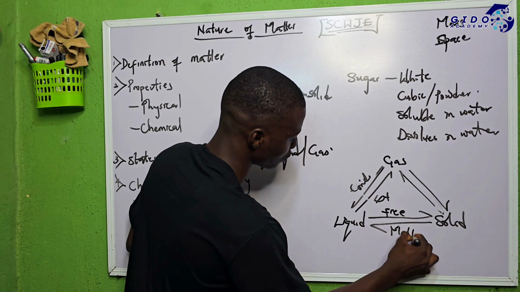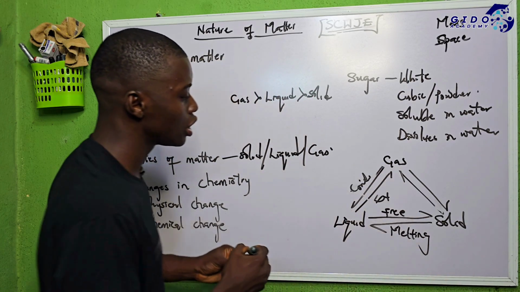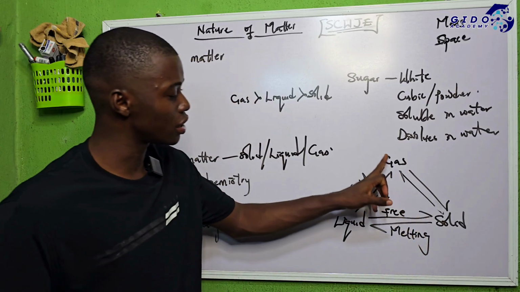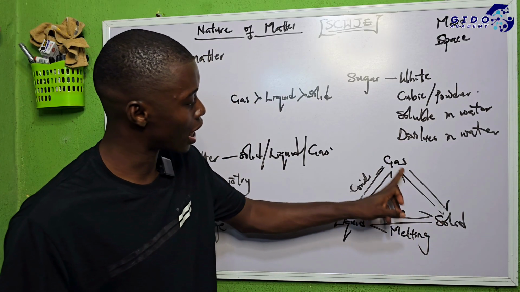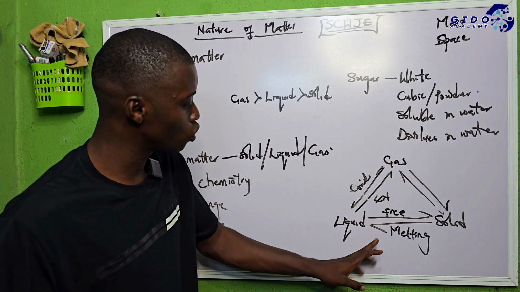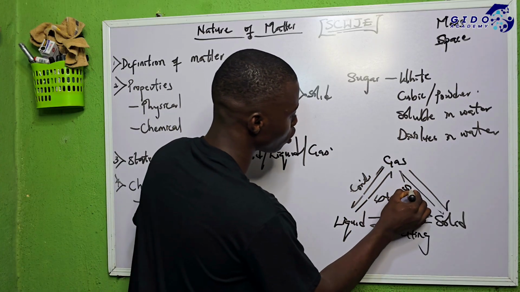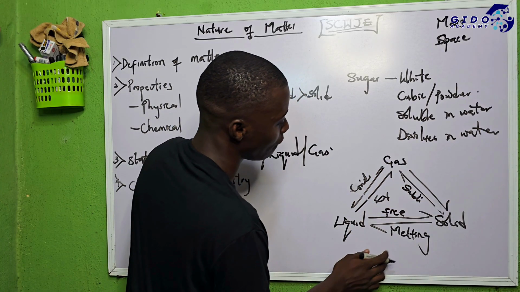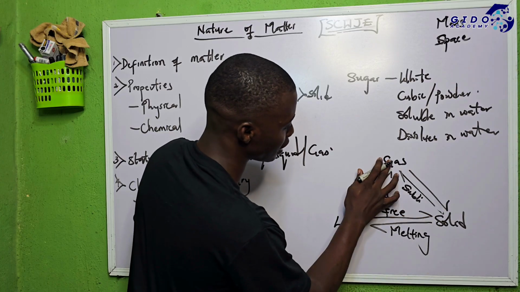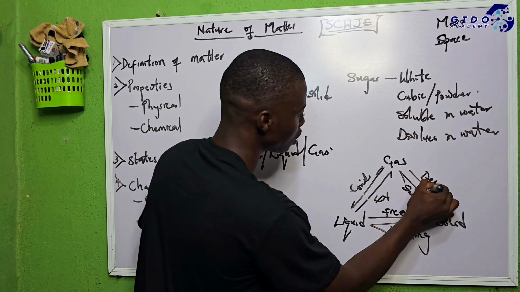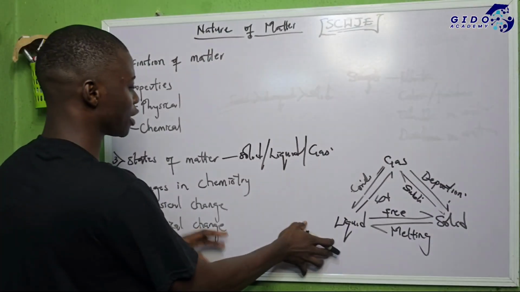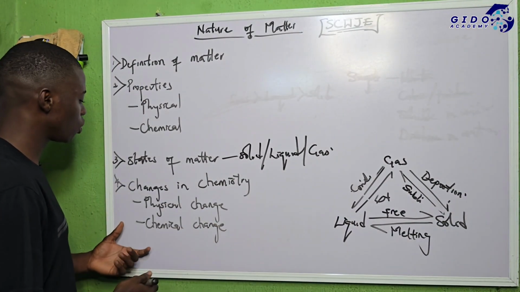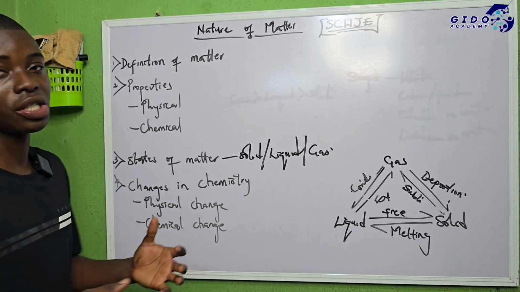Melting. Then your solid can move straight to gas. So if solid changes to gas without passing through liquid, it is called sublimation. And if gas changes to solid, it is called what? Deposition.